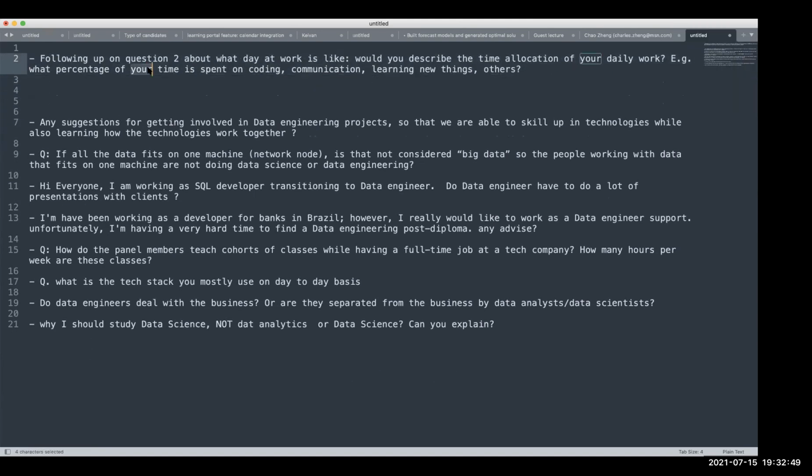That is a great question. So, what time is spent on coding, communication, and learning new things and others? I would say 50% of my time is spent on coding, honestly, and all the other time is spent on getting requirements and communicating with other stakeholders, making sure I'm doing the right things.